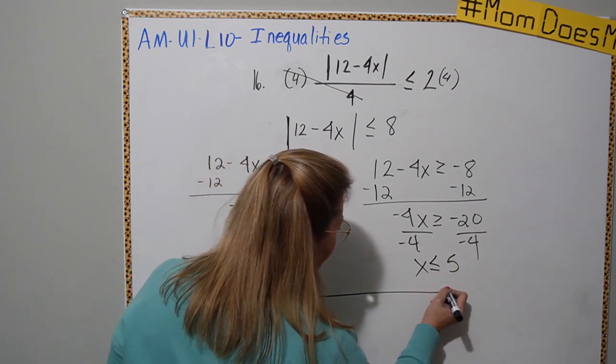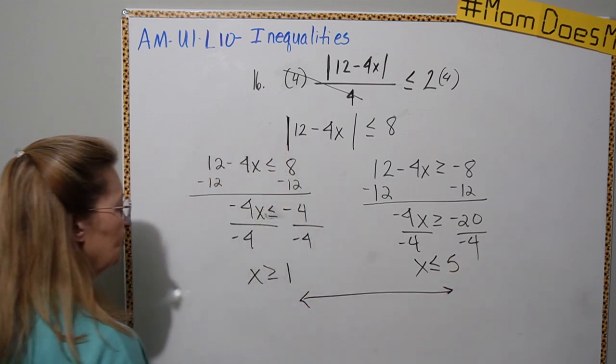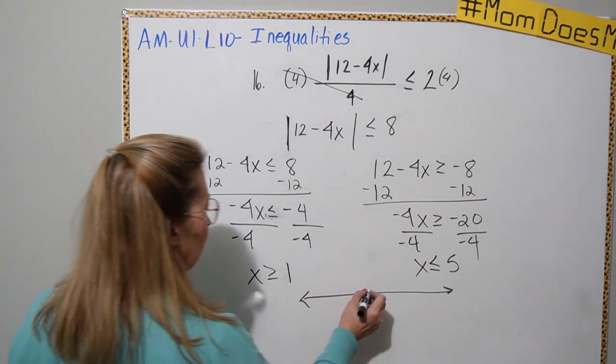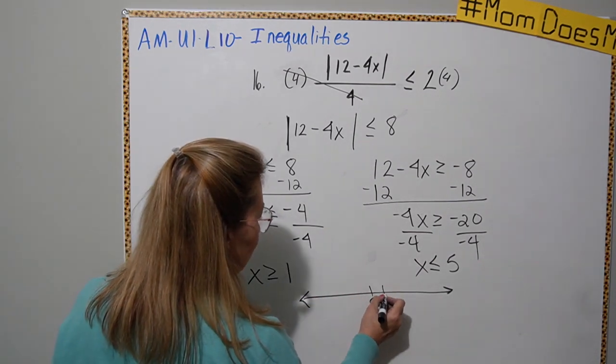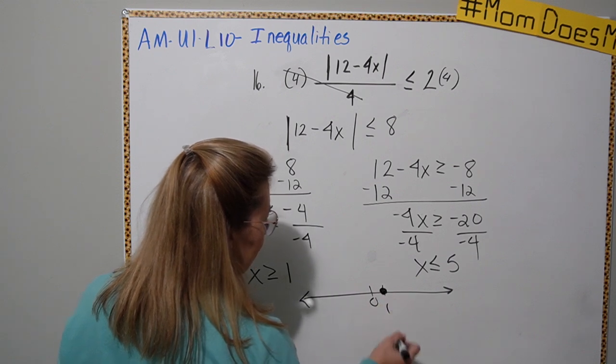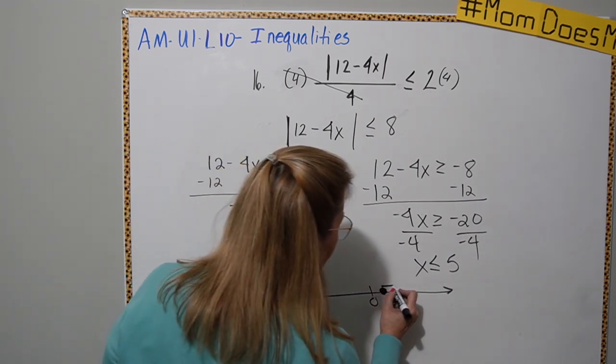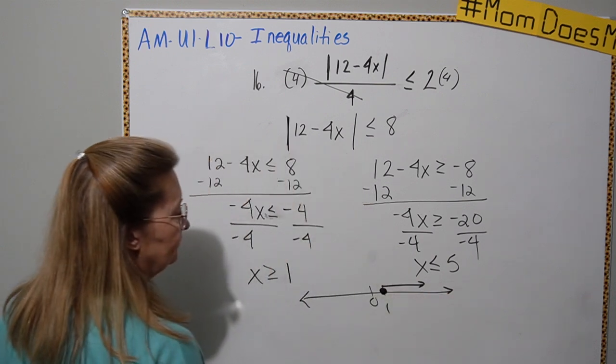Okay, let me graph this. It's easier for me to look at. So first of all, how do you graph x is greater than or equal to 1? Well, you are going to need a solid dot at the 1. Where are the numbers that are greater than 1? They're off to the right.